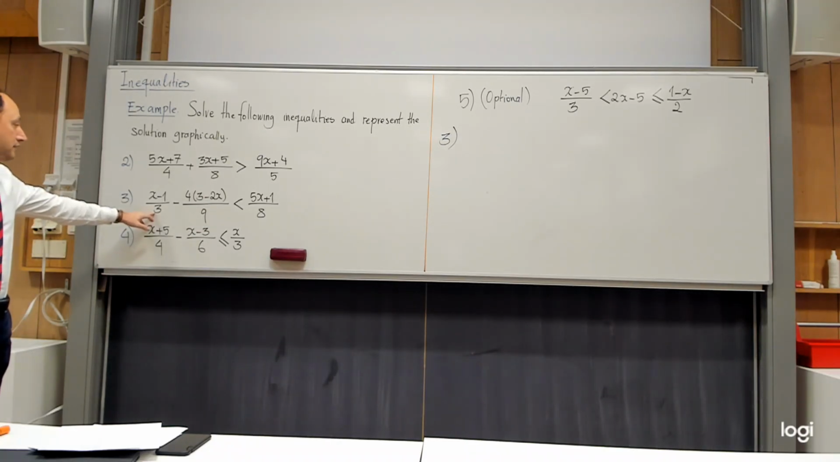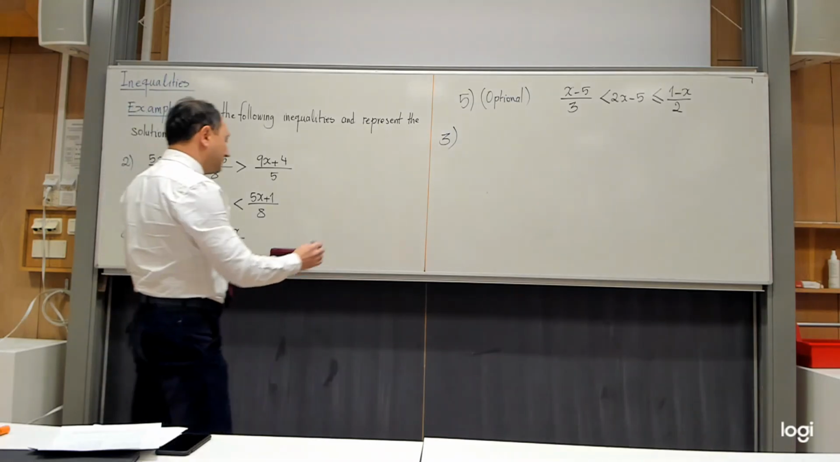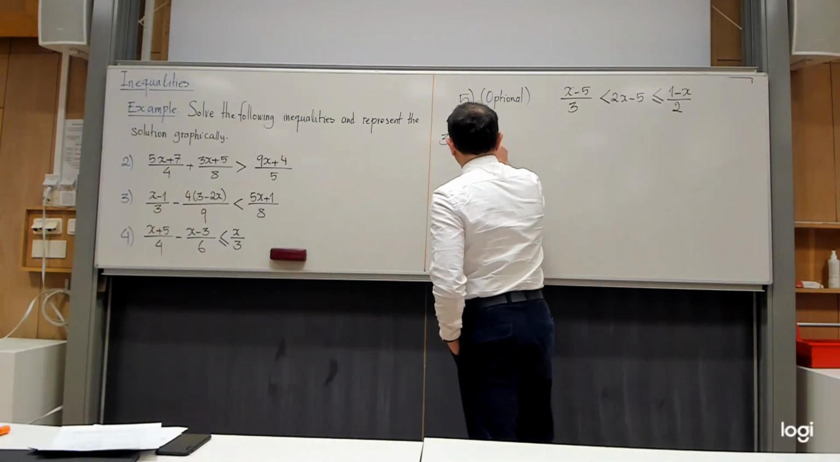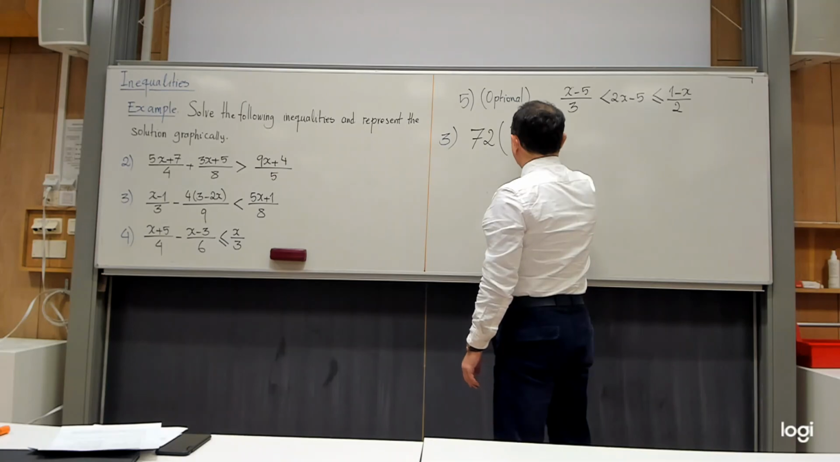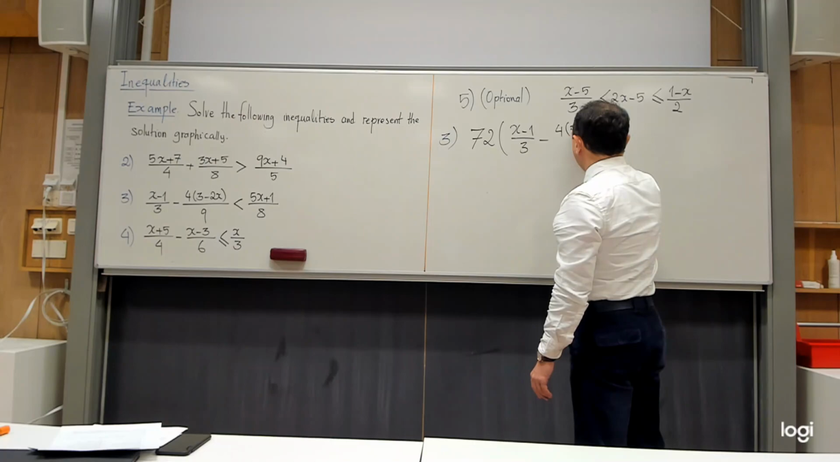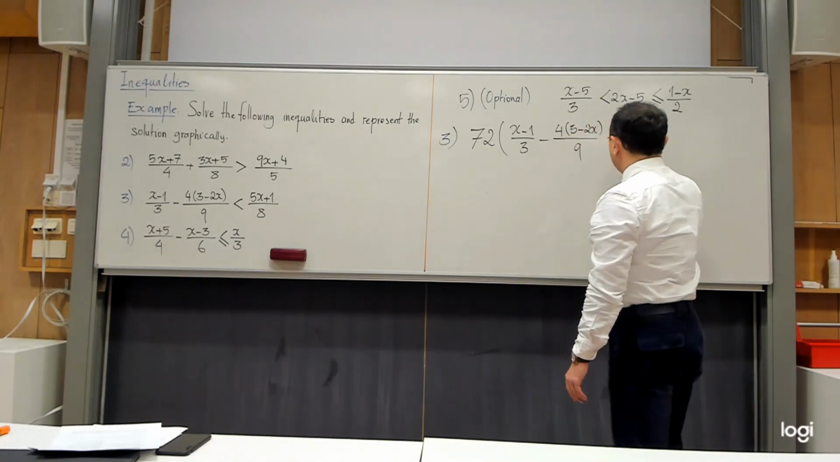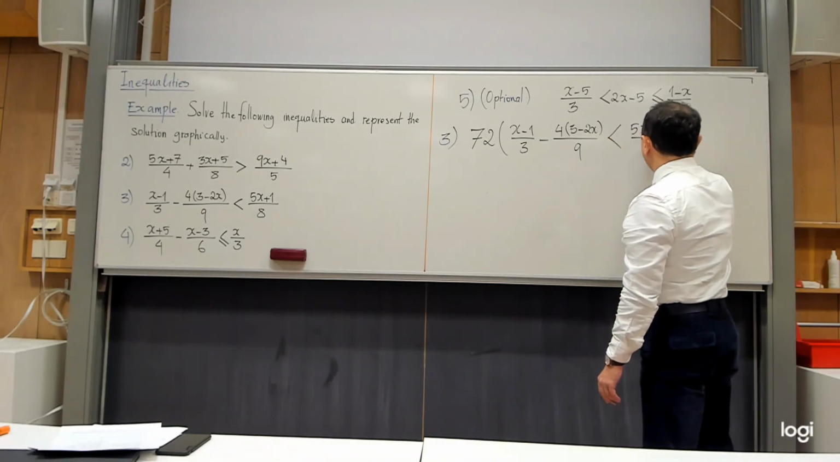I multiply everything by which number? Between 3 and 9 and 8, what is the least common denominator? Yes? 72. I think we cannot find a smaller than that, can we? No. So 72 is the smallest number. So I multiply everything by 72. This becomes 72 times (x minus 1) divided by 3 minus 4 times (3 minus 2x) divided by 9 is less than 72 times (5x plus 1) divided by 8.